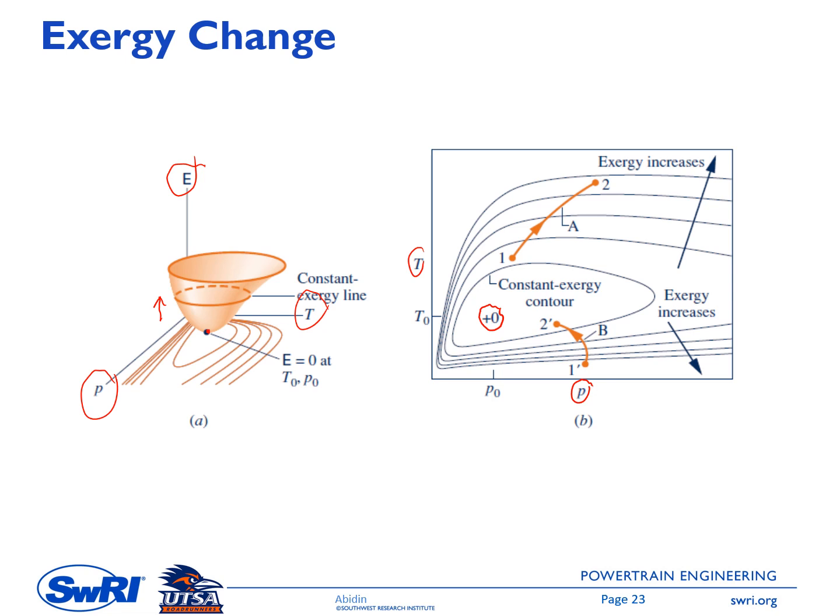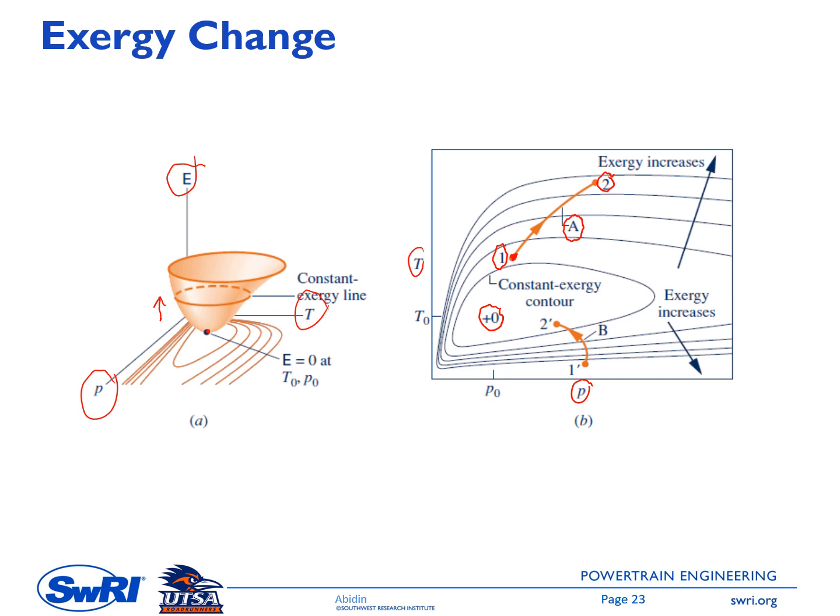For example, here I have a system at state 1, and then because of maybe energy transfer or something else, the system at state 1 changes to state 2, and you can see here it is moving away from the dead state. So it means that the exergy of the system undergoing process A here has an exergy increase. So the exergy at the final state at point 2 is higher than the exergy at point 1.